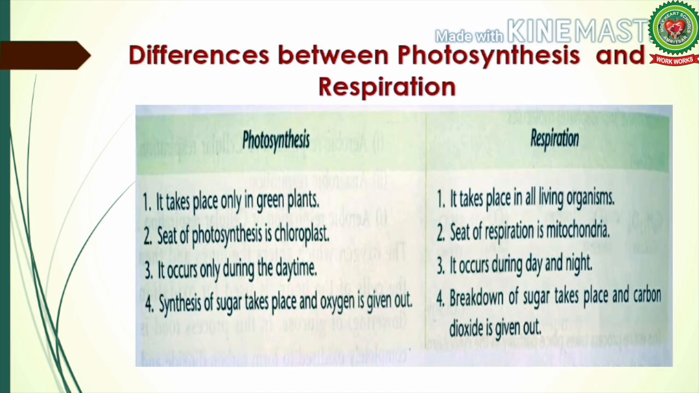Here are some of the differences between photosynthesis and respiration. Photosynthesis takes place only in green plants, whereas respiration takes place in all living organisms. Seat of photosynthesis is chloroplast, whereas seat of respiration is mitochondria. Photosynthesis occurs only during the daytime. Respiration occurs during day and night. Synthesis of sugar takes place and oxygen is given out during photosynthesis, whereas there is breakdown of sugar and carbon dioxide is given out.